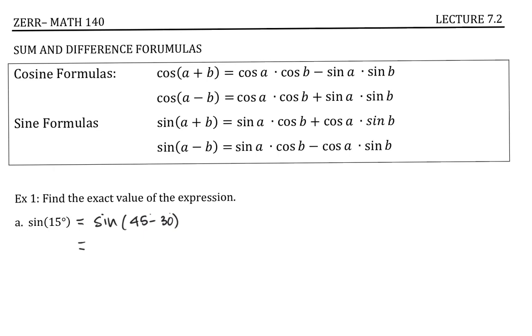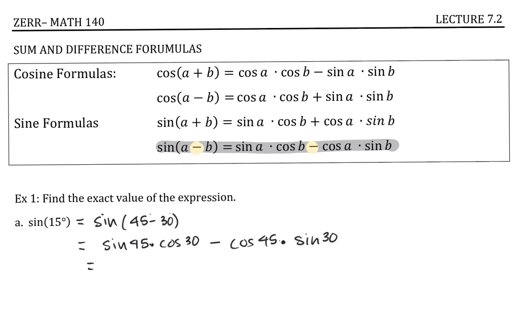Okay, now I'm going to pull out my sine formula. It's a subtraction in there, so I'll use this one. And the important thing here is, it's a subtraction, so I'm going to do a subtraction there in the middle. So I've got the sine of the first one times cosine of the second angle minus cosine of the first times sine of the second. And now I just evaluate those, just remembering my unit circle.